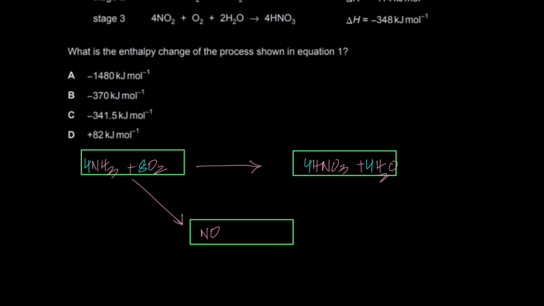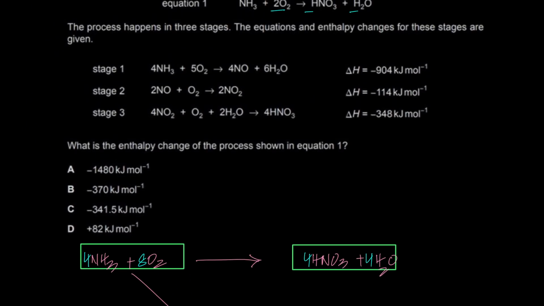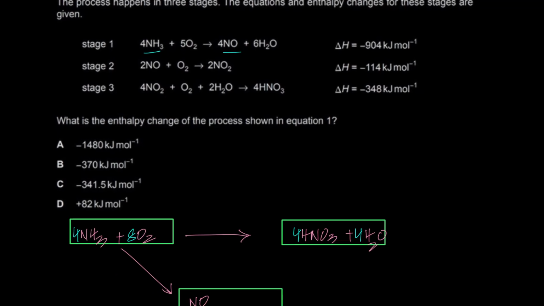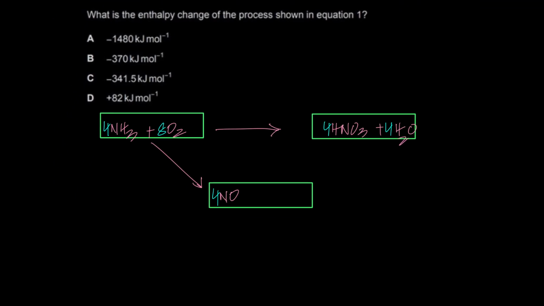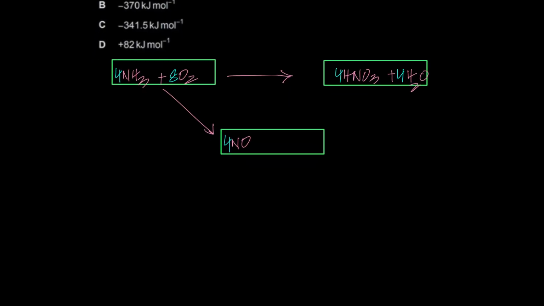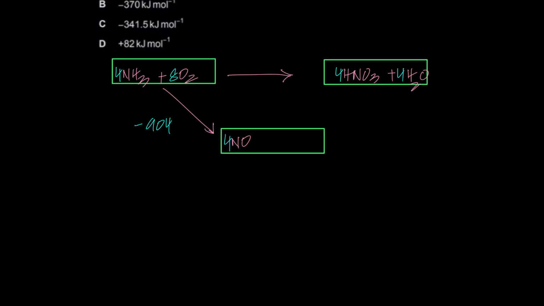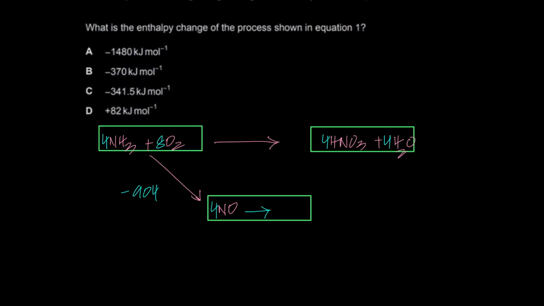And so 4NH3 would give me how many NOs? 4NH3 gives me 4 NOs, right? And what's the enthalpy change for it? That's minus 904.